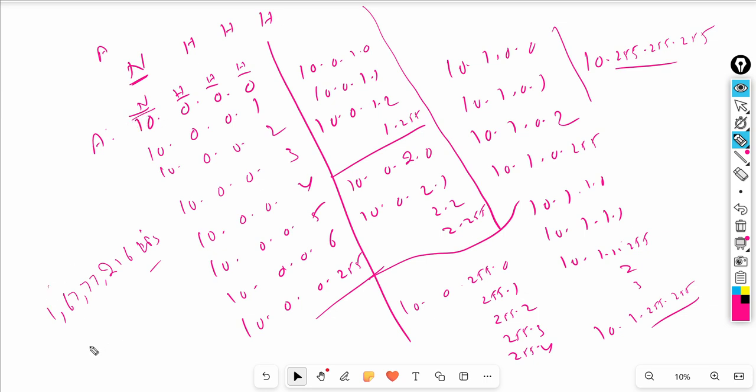For example, the 11 series, 11.0.0.0. Same here also, 11.0.0.1, 11.0.0.2, up to 11.255.255.255. This is the last. So here also we will get 1 crore 67 lakh 77,216 IPs. So each network will have this many IPs.